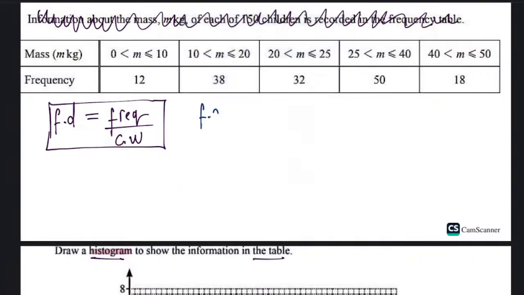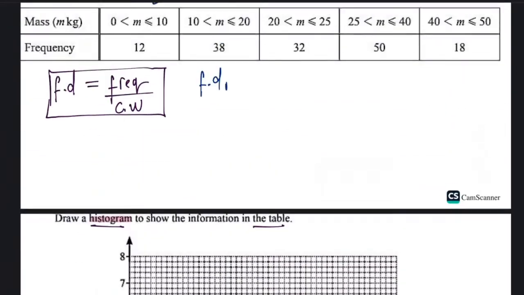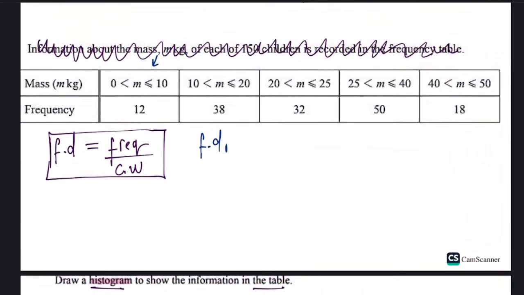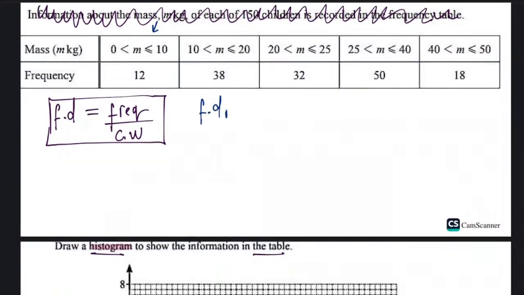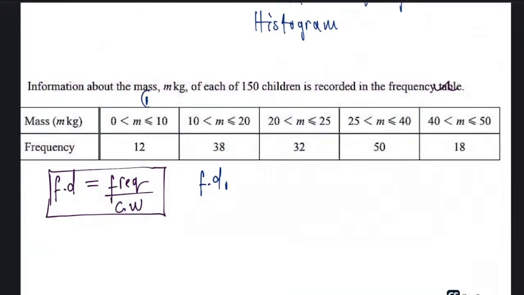We've got to find frequency density for each class. That's how we sketch a histogram. It's only frequency densities you'll be sketching. If you can't find frequency densities, then how do you sketch the histogram? So we need to find frequency density for the first one here, then the second one, then the third, the fourth, and the fifth. Let's do it as quickly as we can.